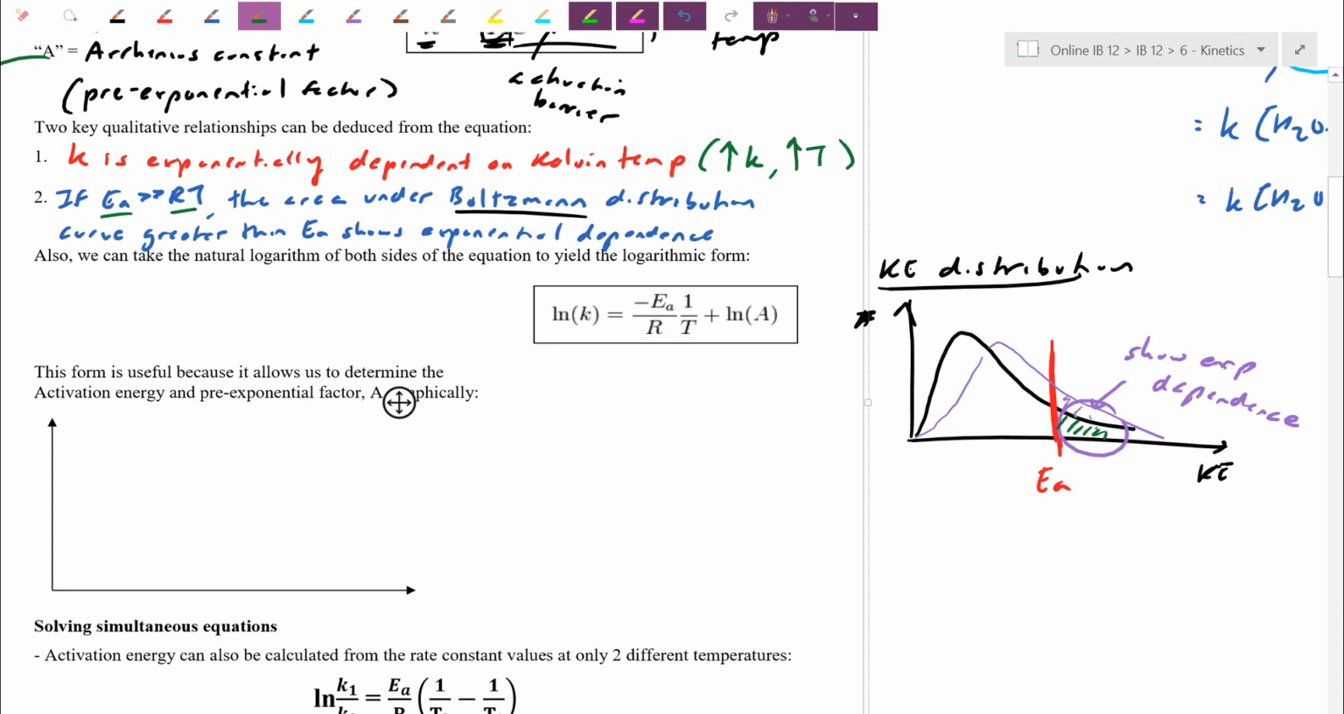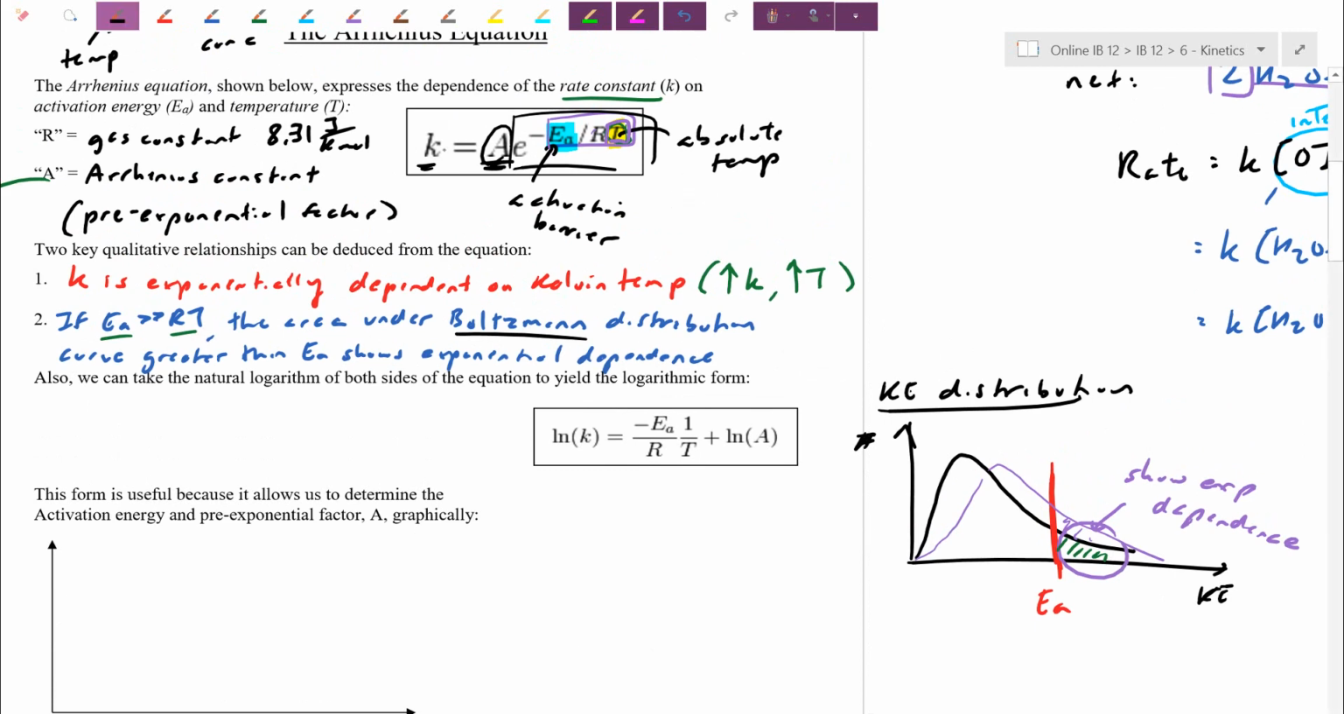So if I change the temperature ever so slightly, I'm going to pick up way more particles. If I change my temperature not as much here, I'm not going to increase as greatly. So that's just showing you this exponential dependence here. There's two ways we can work with this Arrhenius equation. It does give us this nice link between K and temperature. We talked about where the temperature is: the higher the temperature, the higher the K.